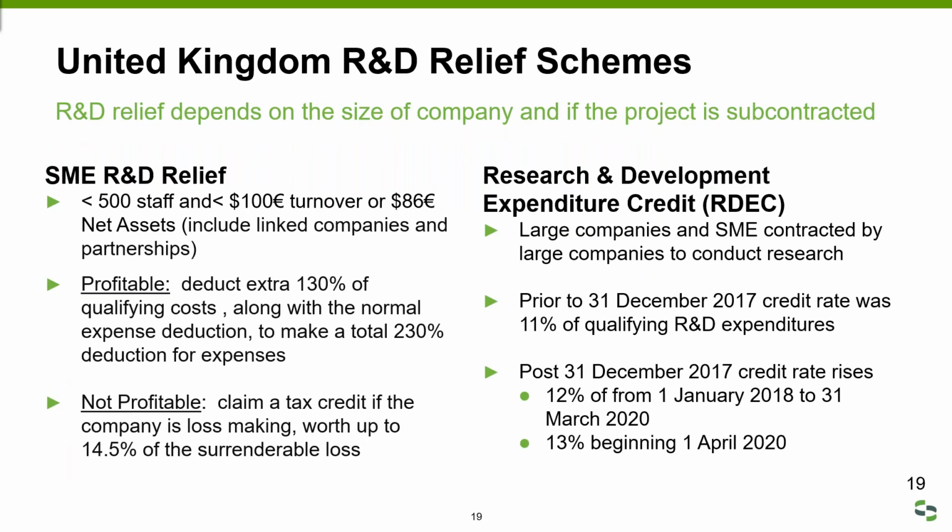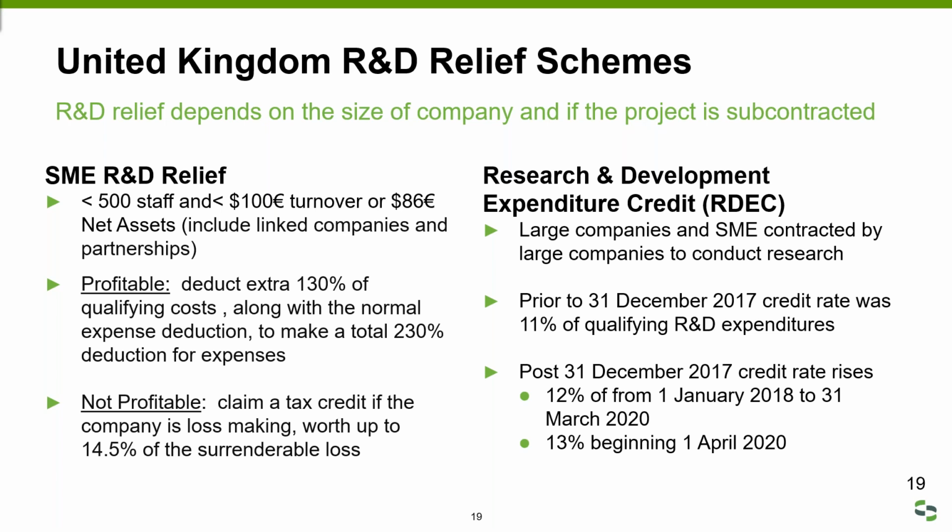Next slide, please. So when you think about the United Kingdom and the R&D relief provisions, for an SME with fewer than 500 employees or a 100,000 pound turnover, profitable, you deduct an extra 130% of qualifying costs. So we're seeing this regime change throughout the world, where in the US you get a 100% deduction. Some countries are now allowing a phantom deduction if you're profitable, up to 130%. Ultimately, you could get to a 230% category. If you're not profitable, you simply claim the credit, which is about up to 14.5% of what would be deemed in the UK a surrenderable loss.